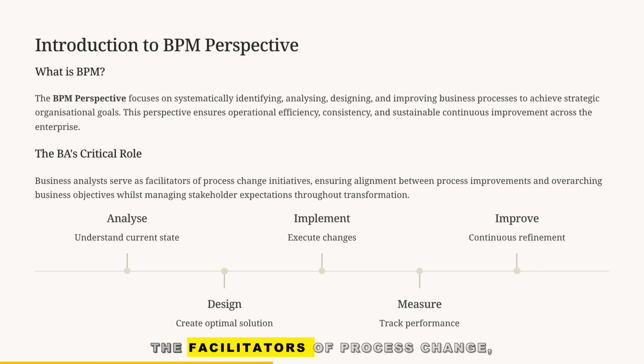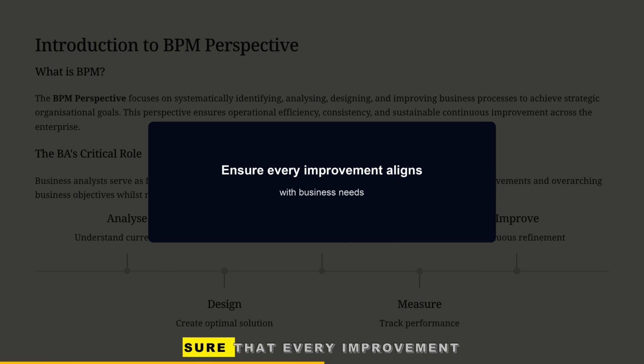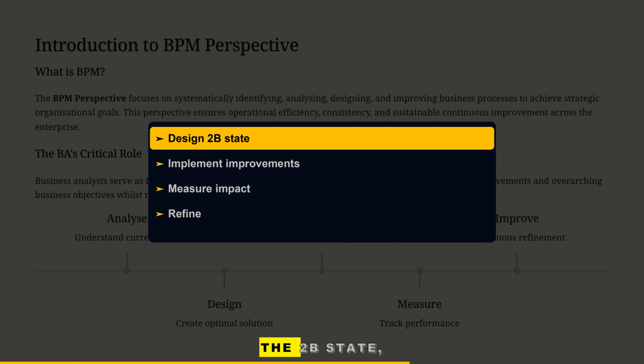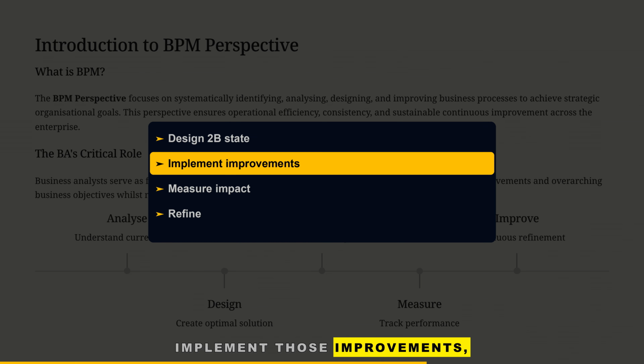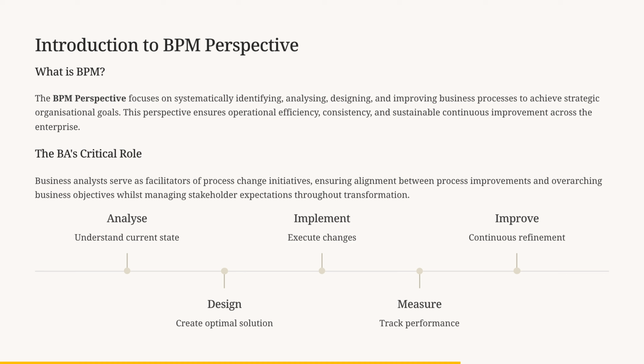Now, where do business analysts fit in? We act as the facilitators of process change, the bridge between business objectives and operational execution. Our job is to make sure that every improvement aligns with what the business truly needs. We begin by understanding how the process works today, what we call the as-is state. Then, we design the to-be state, implement those improvements, measure their impact, and keep refining them as the business evolves.